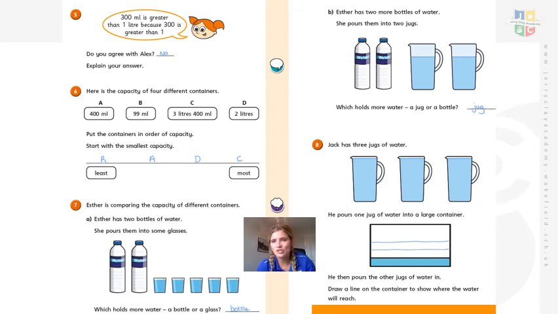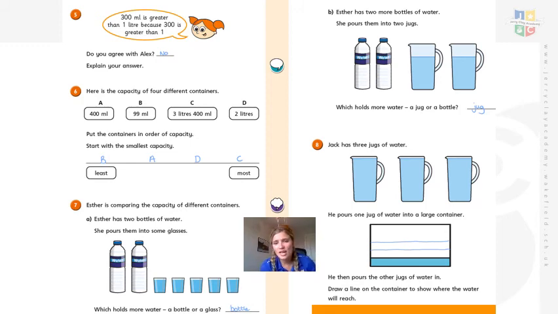Part B, Esther has 2 more bottles of water and she pours them into 2 jugs. Which holds more water, a jug or a bottle? Well, we can see it is a jug, because the bottles are absolutely full to the top and they can't get any more water in, whereas the jugs, even though they've got the bottles of water in, still have room for more water to be added, so they've got more capacity.